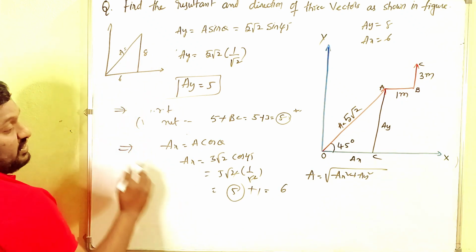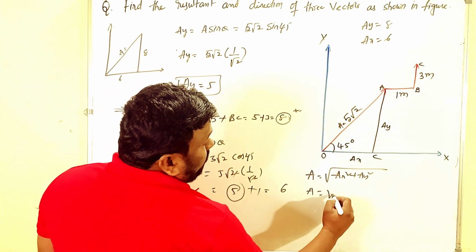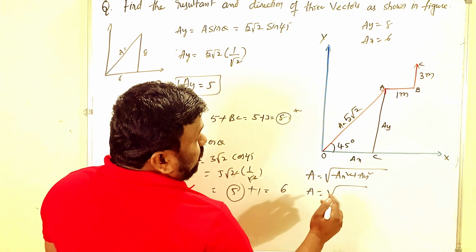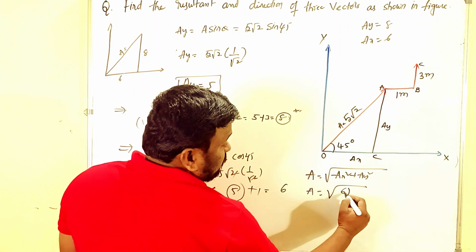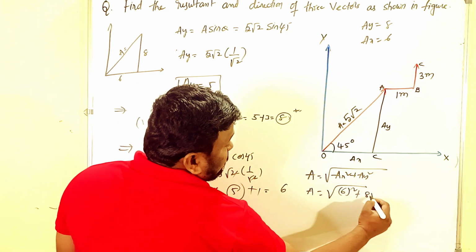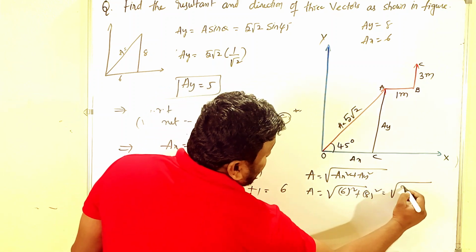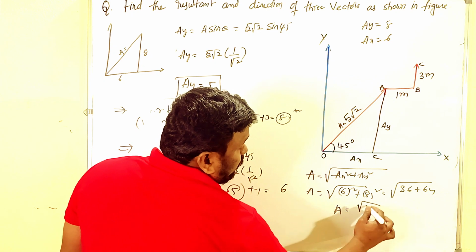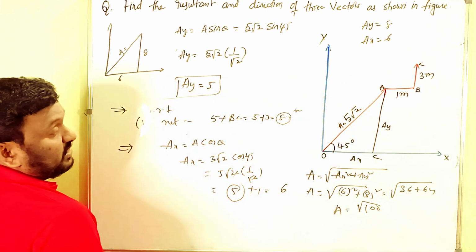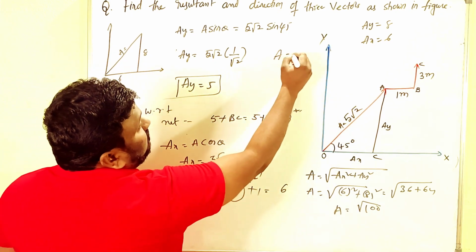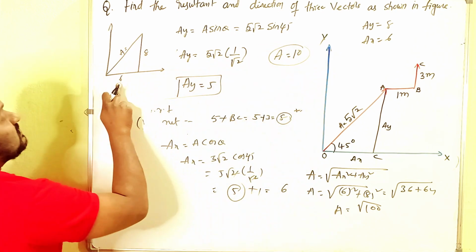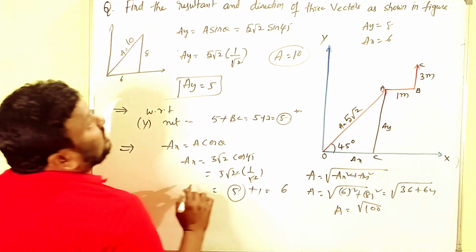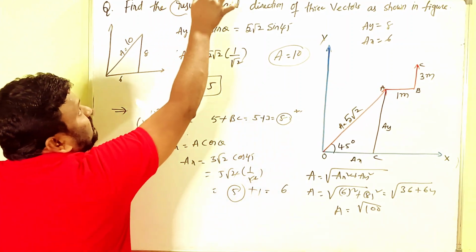So I write A is equal to the square root of AX square plus AY square. AX is 6, so 6 whole square plus 8 square, that is the square root of 36 plus 64. A is equal to root 100. That means A is 10. So with 6 and 8 you get A value 10. So in the given question, the resultant is completed.